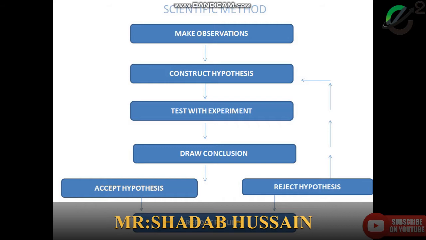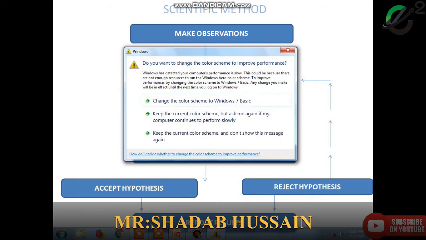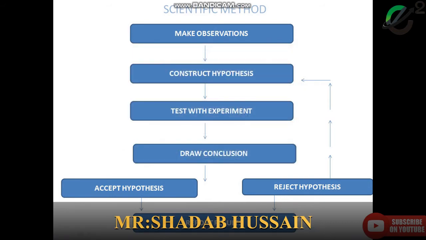First of all, the scientists who give laws and theories in the field of science will use the scientific method. First, they will make an observation. After that, they will construct a hypothesis. Number three, they will test it with an experiment.